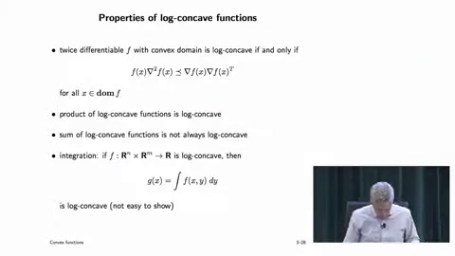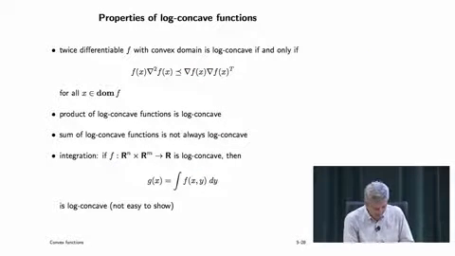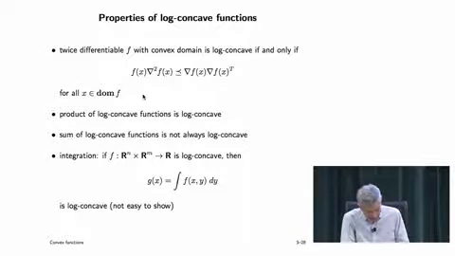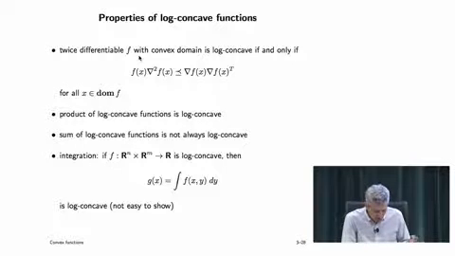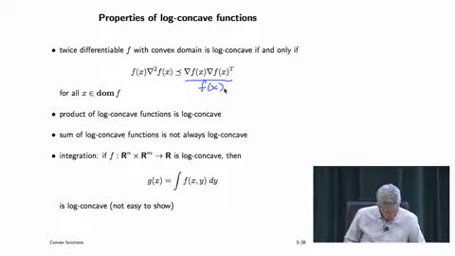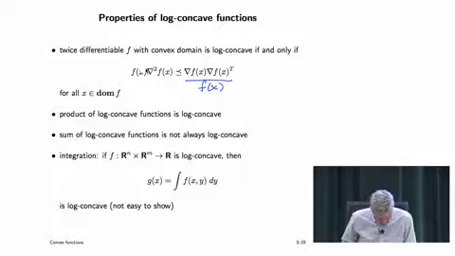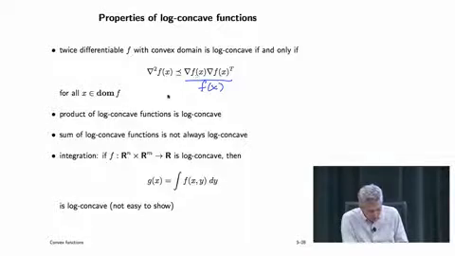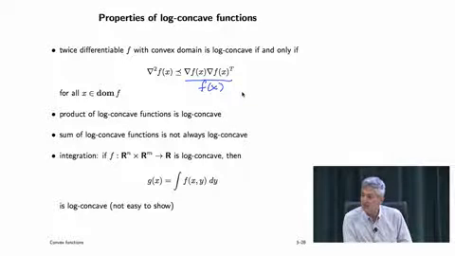Okay. Well, let's look at some properties of these. Well, the first is, one condition is this. You can say that a twice differentiable f with convex domain is log concave if and only if this inequality holds. And we can rewrite this another way. We can write it this way. I'll just erase this part. It's this inequality. Now, concave would be if the right-hand side of this expression were 0, right? If that was a 0 matrix, that would be a concave function.